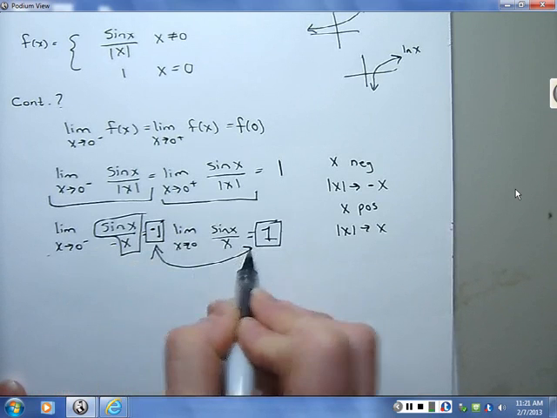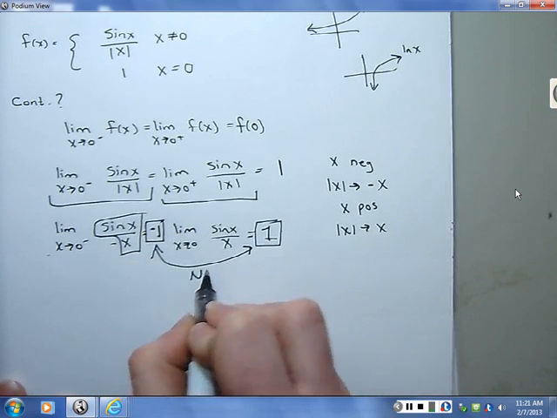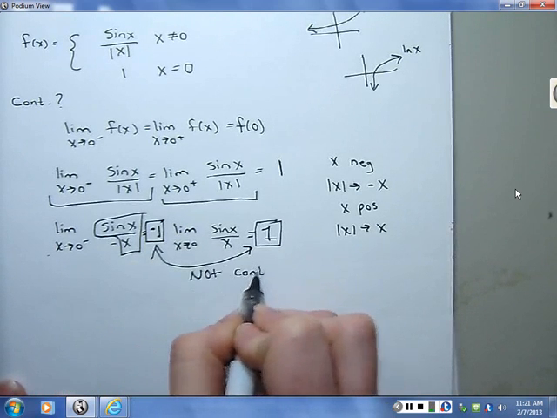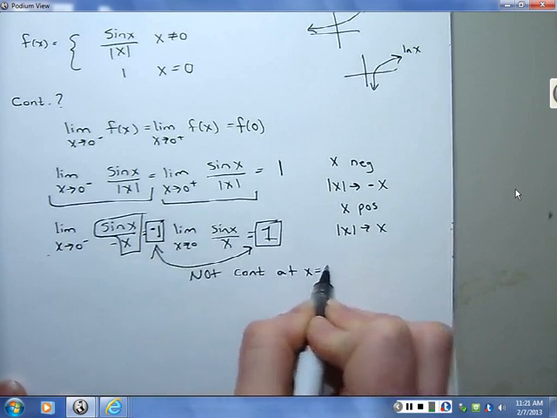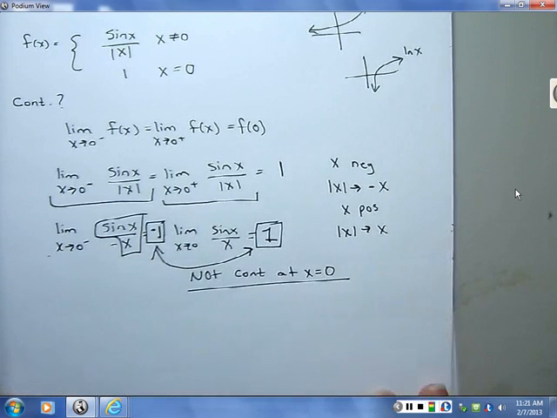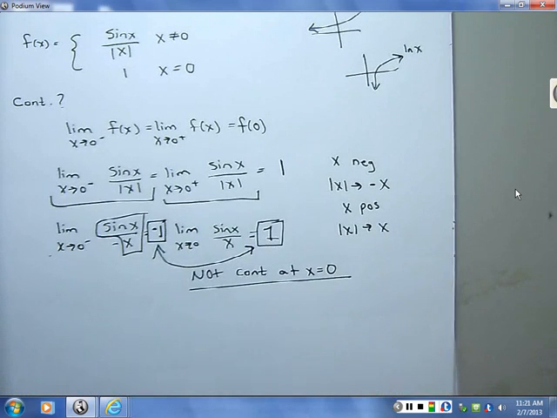So we've concluded this function is not continuous at x equals 0. It's not continuous because the limit doesn't exist at 0. So we can't even begin to say the limit on the right equals 1, but the limit on the left equals minus 1. So it's not a continuous function.